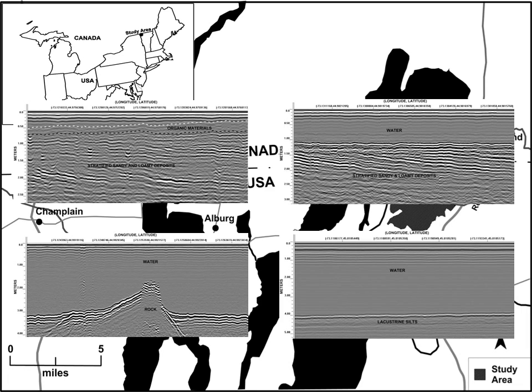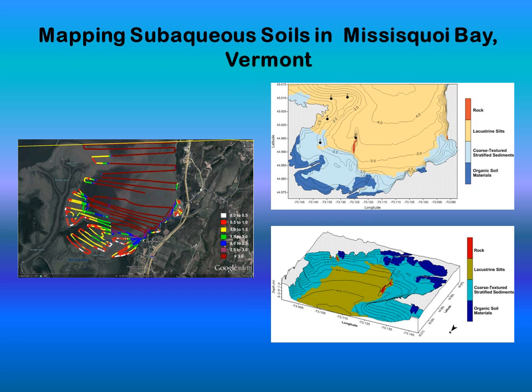Using radar facies analysis, targeted sampling of the underlying sediments led to the identification of several distinct soil parent materials and subaqueous soil types. Differences in substrate and subaqueous landscape units were identified based on GPR data.